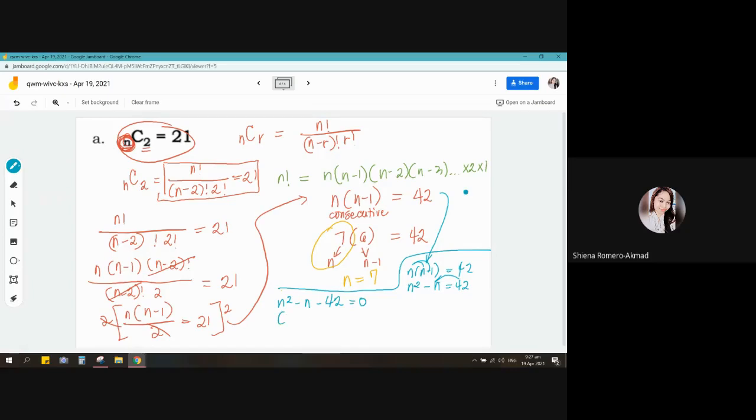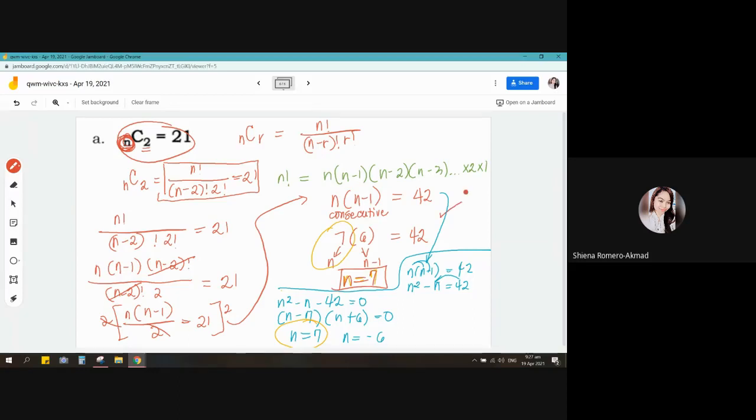So, magpa-factor out ka dyan. That's n minus 7 and n plus 6 equals 0. So, n here is equal to 7 and n is equal to negative 6. So, we will consider that positive value, which is n equals 7. Pareho lang din naman sila. Okay? Pareho lang din naman sila. Pero depende yan sa kung saan kayo mas madadalihan.